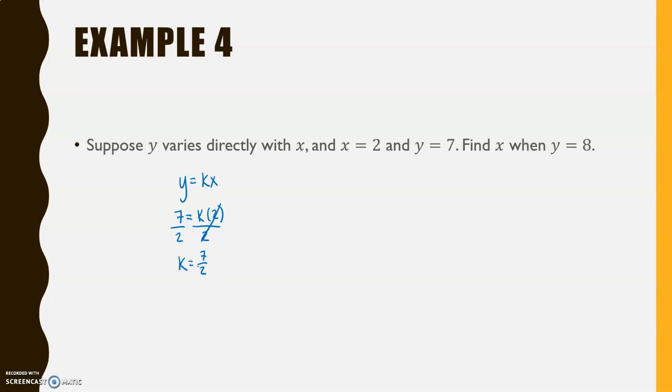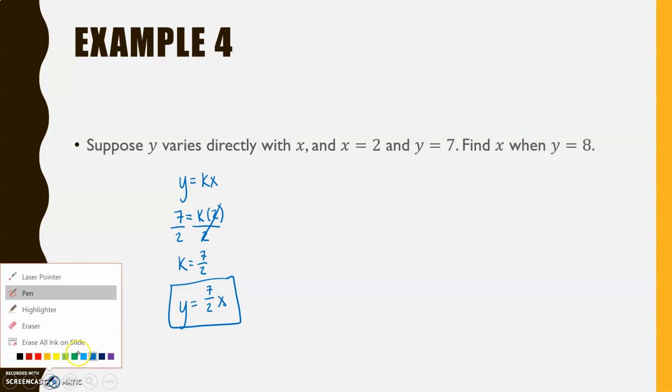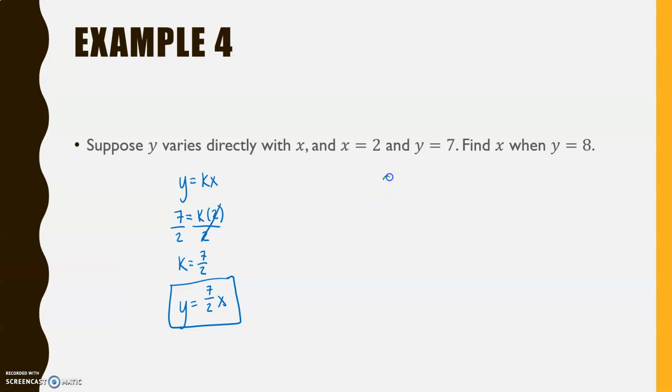And it's not really enough just to say that k equals 7/2. We need to really write the equation. Y equals 7/2x. So there's part 1. Part 2 is to find x when y equals 8. So I'm going to have 8 equals 7/2 x. I want to get rid of 7/2, so I'm going to multiply by the reciprocal so that they cross out. And I would get, if I think of this as 8/1, I would get 16/7, and that's what x equals.